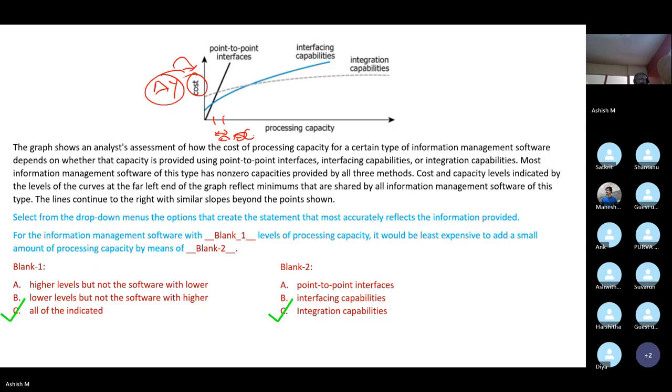So if at the higher levels we get integration capabilities, and at the lower level, for example, it is interfacing capabilities, then what do we choose here in the blank? It's not the same in both the things. I did not get your question actually. What I mean is, suppose at the higher level we get integrating capabilities, and at the lower level we don't get the same thing. For example, if it is interfacing capabilities, then in blank one, what do we choose?